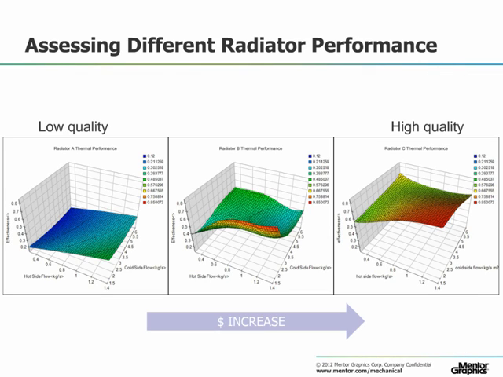For the test case presented earlier, 3 radiators might be considered for use in the system as seen here: a low quality, middle quality, and high quality one. Of course, the higher the quality of the radiator, the more expensive it will be, so in addition to meeting the engineering criteria, cost must also be considered.